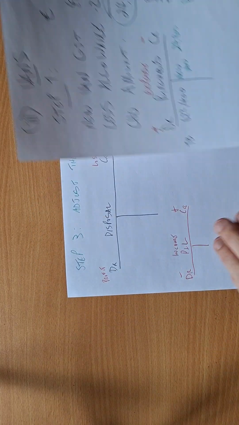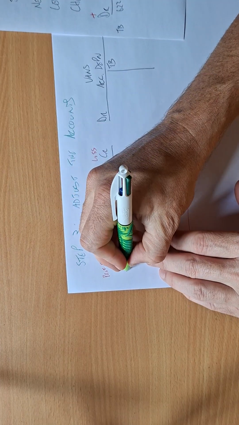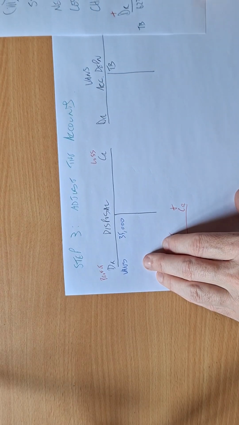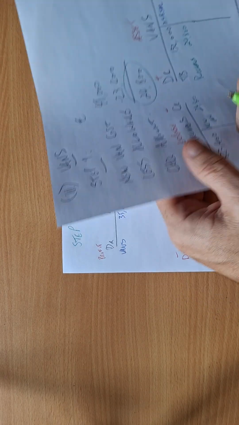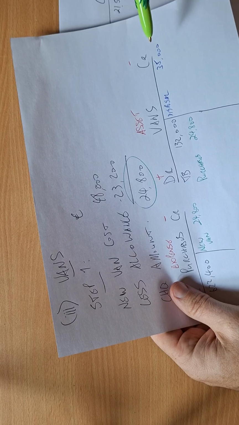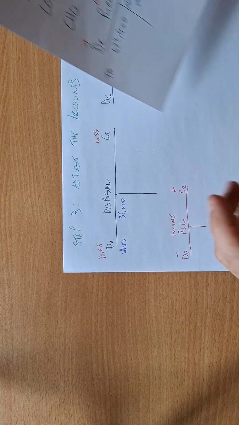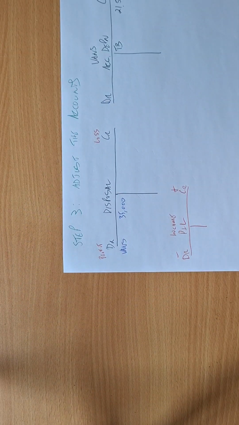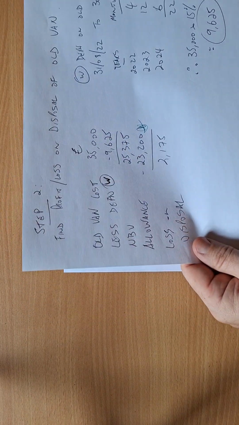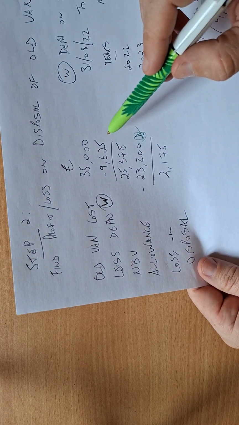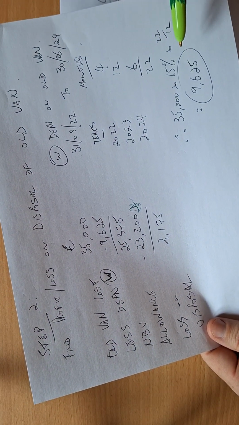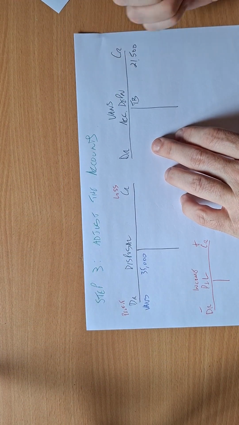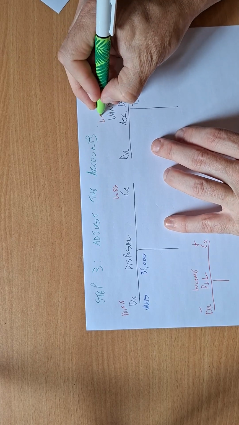What I do next is I debit my disposal account down with the same amount, 35,000. So that's how you do a disposal of an asset. Credit the asset account, which in this case is the vans, and debit your disposal account. What you do next is if you get rid of an asset, you also have to get rid of any depreciation associated with that asset. And we've worked out what that depreciation was. It was 9,625.